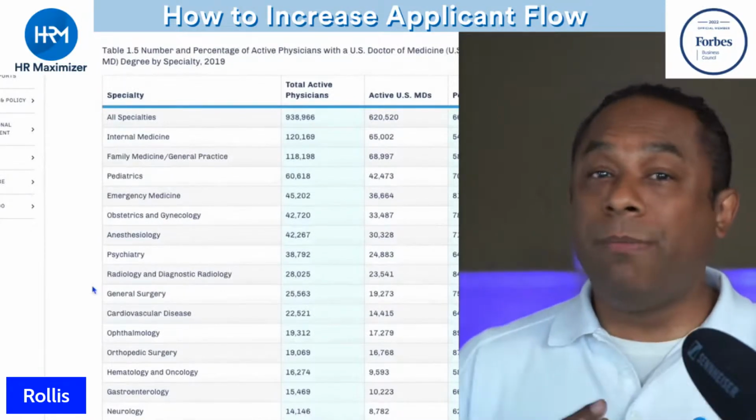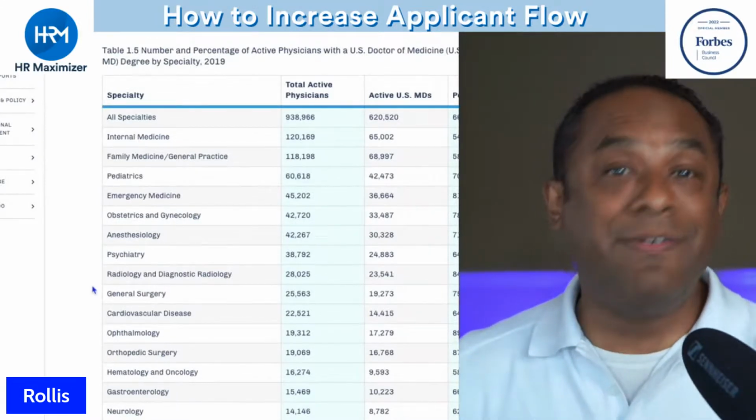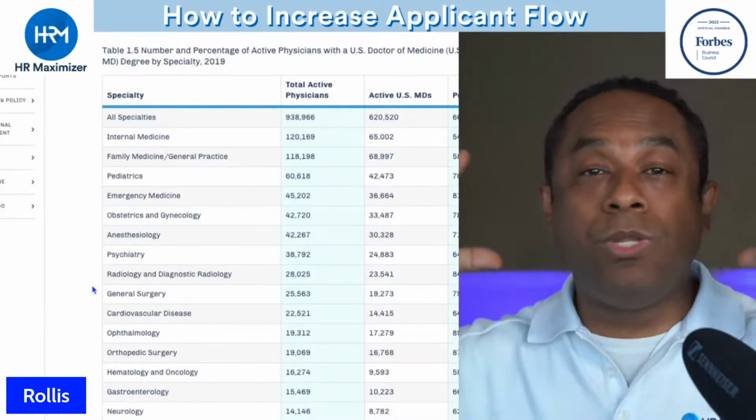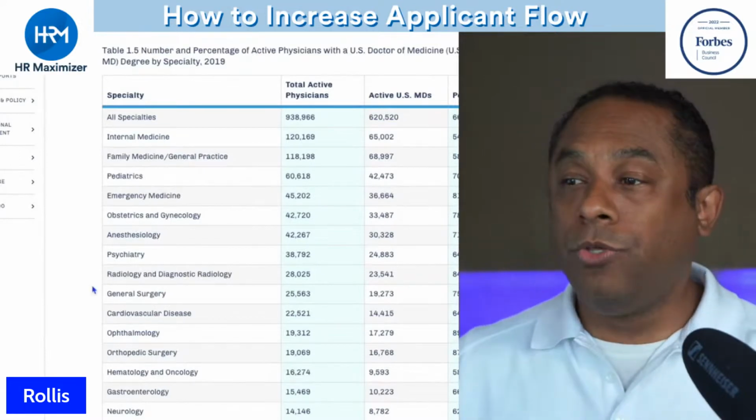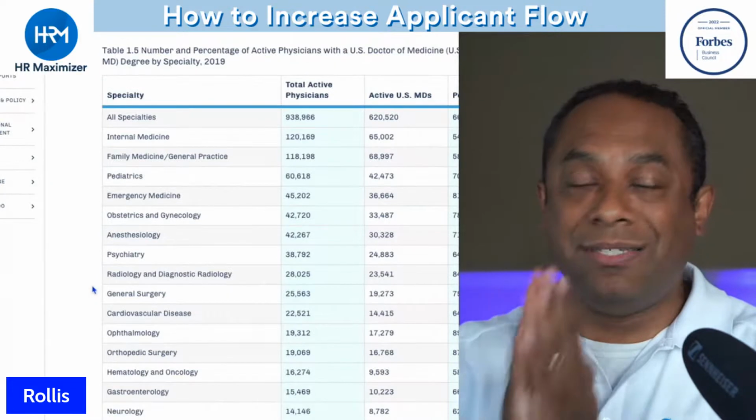Now, some of you may be in an area where you're like, look, we're not going to relocate anybody in here, okay? They've got to be local. Well, that makes your pool even smaller. So you just got to really make sure that your target strategy is sound so that you can get these folks in the door.